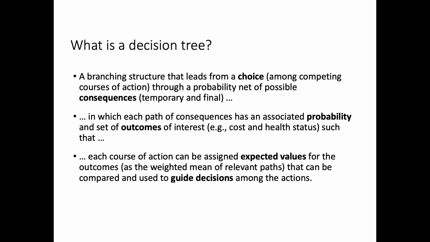So if someone comes in with an infection and one of the options is an antibiotic, and the antibiotic works with fairly high probability, and that person is cured, then their outcome might be perfect health. If you add up all of these different paths and their probabilities, you can assign each of the possible actions an expected value. This is the weighted mean of the relevant paths in the tree, and this is what you can use to help guide decisions among the actions.